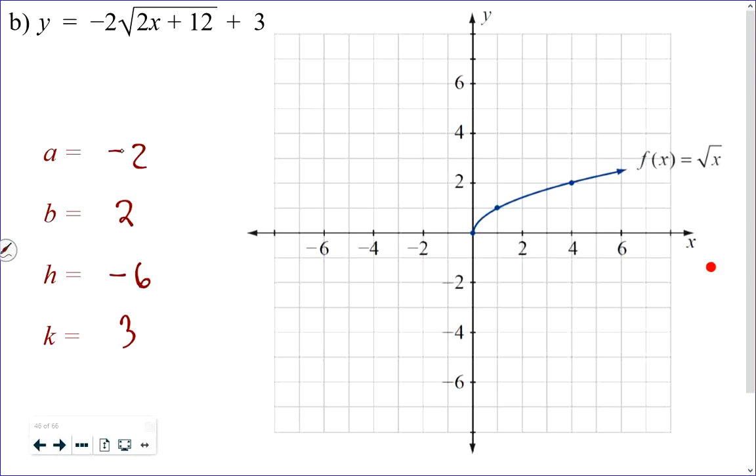And hopefully you're not getting caught with the forgetting to factor B thing out at this point in the course. When I rewrite this function so that it's matching my template structure, it's -2 times the square root of b, which is 2, times in brackets x plus 6, and then plus 3, which means that h is -6.